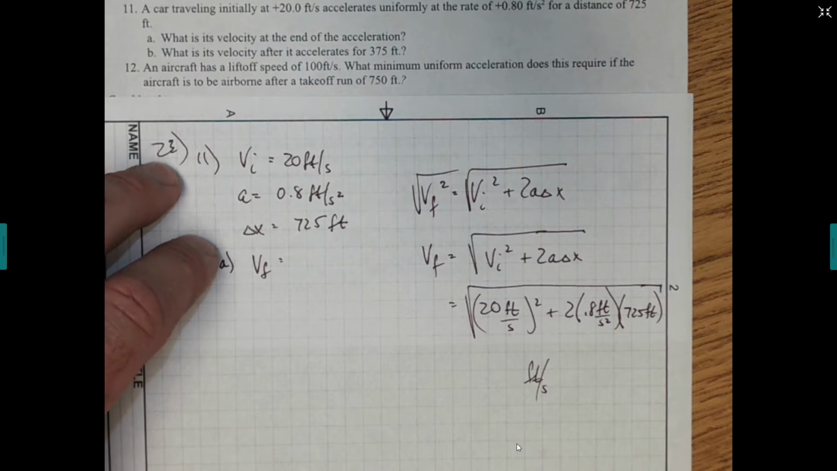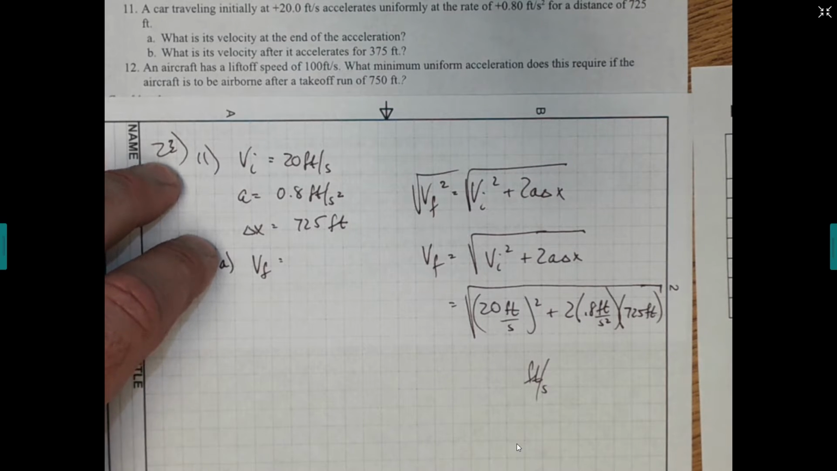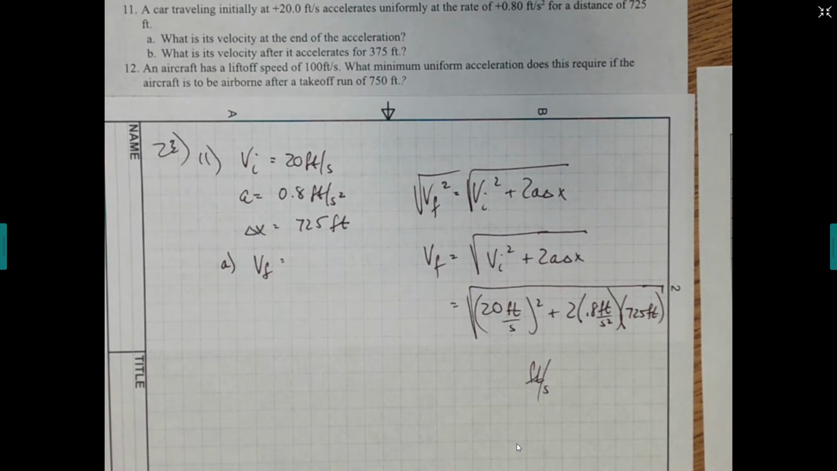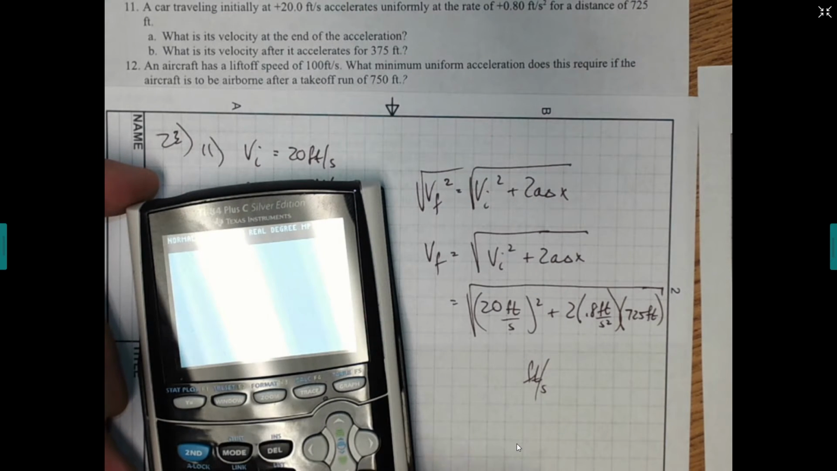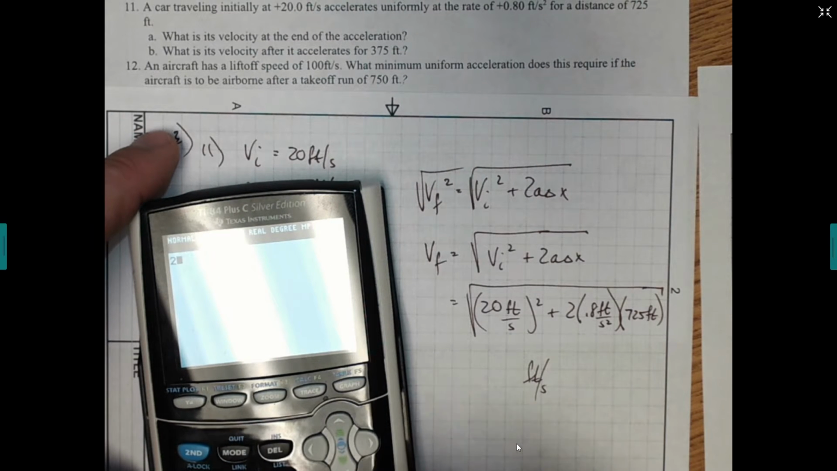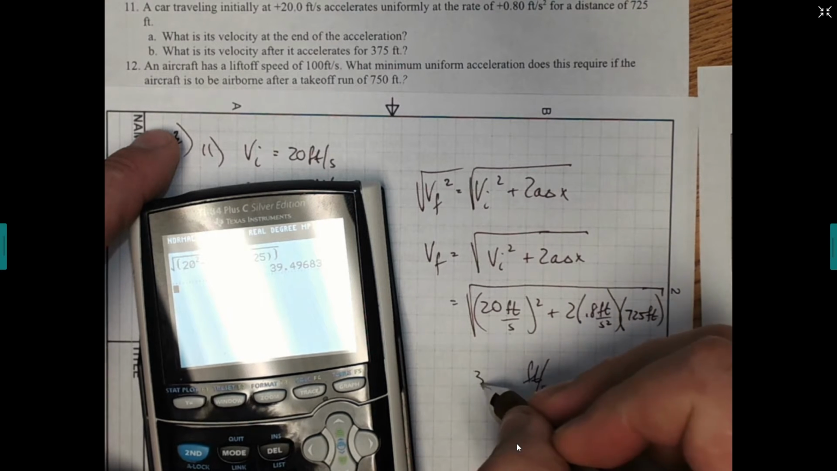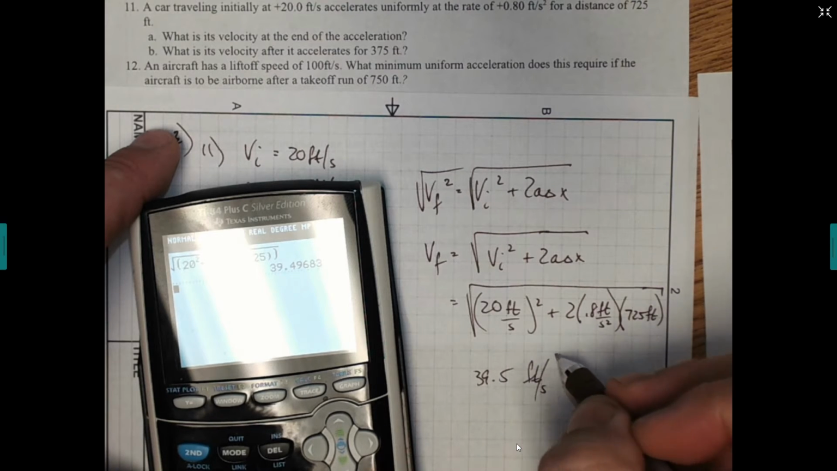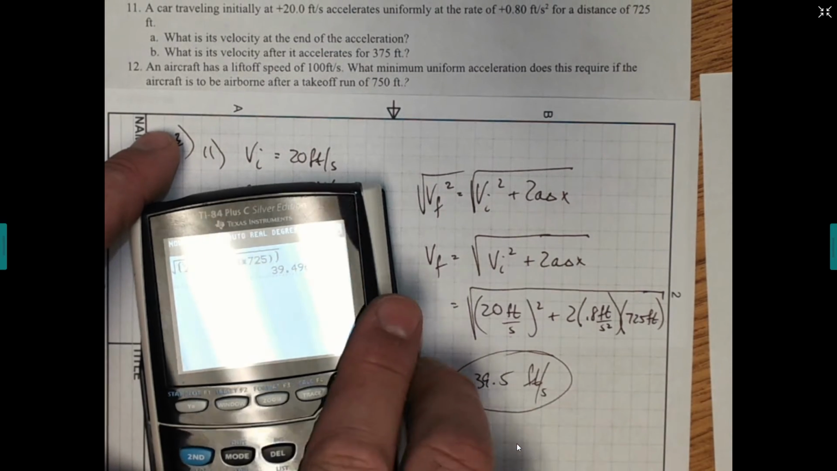Now let's do our calculator. Plug our numbers in. So let's see if we can do all this at once. The square root of 20 squared plus 2 times 0.8 times 725, and we end up with 39.49, or 39.5 feet per second as my final velocity.